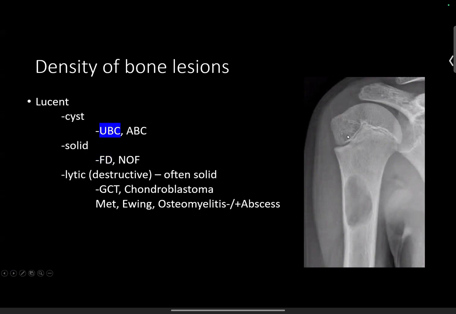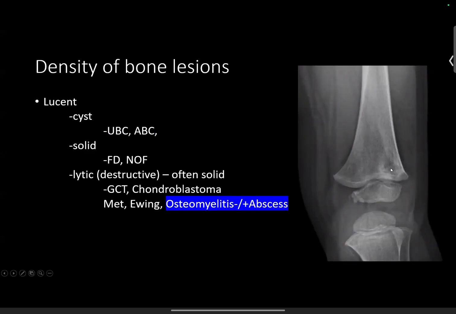This is a unicameral bone cyst. Notice how a unicameral bone cyst is not expansile. It may fill the medullary space, but it's not expansile. The most common location for a simple bone cyst far and away is the proximal humeral diaphysis metaphysis. And so if you see a lucent lesion with a well-defined rim in the proximal humerus, think unicameral bone cyst.